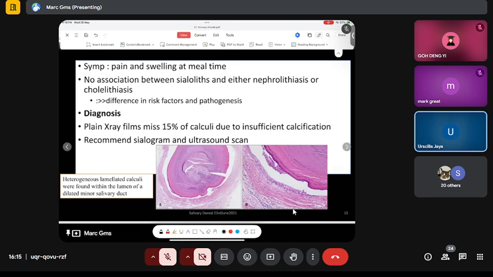Symptoms would be pain and swelling after meals. There's no association between siloliths and either nephrolithiasis or cholelithiasis. Do you all know what nephrolithiasis or cholelithiasis is? Kidney stones and gallbladder stones, right? Yes, very good. So the diagnosis: plain X-ray films miss 15% of calculi due to insufficient calcification. So a sialogram or ultrasound scan is recommended. Okay, next.